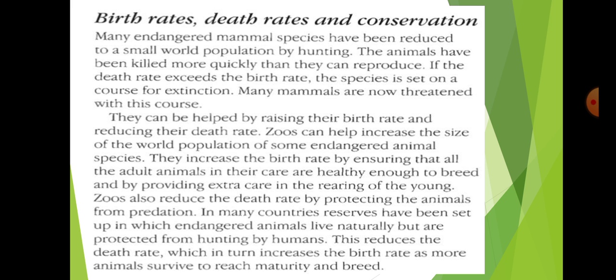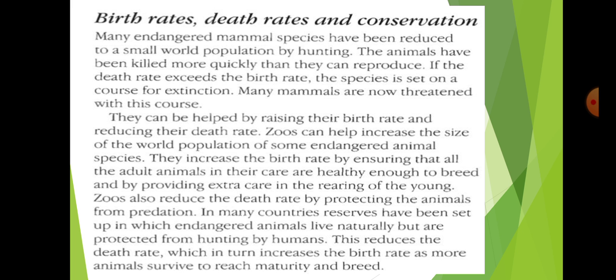Zoos can help increase the size of the world population of some endangered animal species. They increase the birth rate by ensuring that all the adult animals in their care are healthy enough to breed and by providing extra care in the rearing of the young. Zoos also reduce the death rate by protecting the animals from predation.